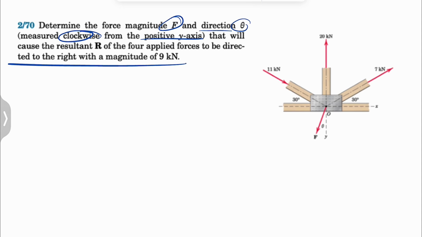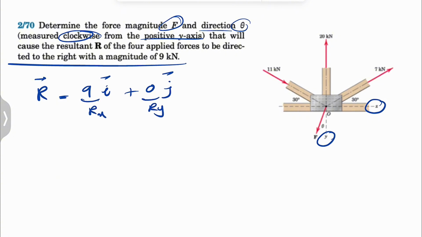So we have the information about the resultant of all these forces, which is going to be to the right. If we look at the question, we have the positive x and y axes, which means the resultant only has an x component, and that would be 9 kilonewtons. So 9i, and obviously since it's to the right, there is no j or y component. So basically that's our Rx, and that is going to be our Ry.